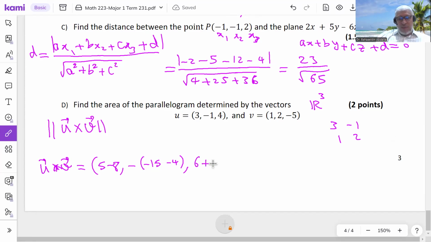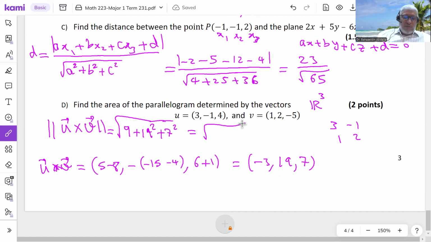minus -1, that's +1. So the cross product will be 5 minus 8, this is -3. -15 minus 4, -19 times negative, this is 19 and 7. So this is the cross product of U and V. Well, the norm would be square root of 9, -3 squared, plus 19 squared, plus 7 squared. And the answer would be under the square root 419. So square root 419 is the area of the parallelogram.